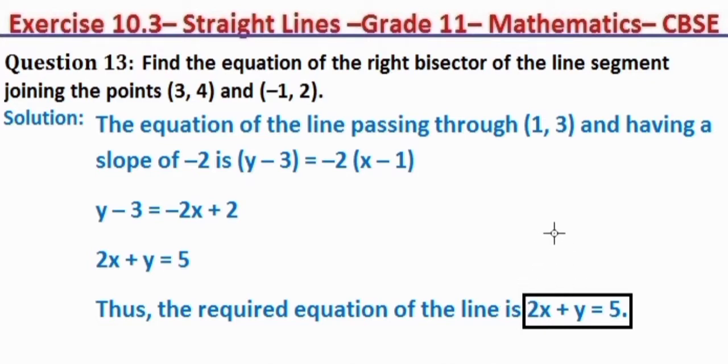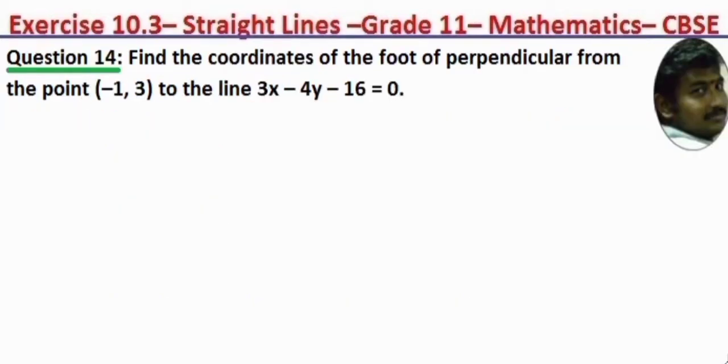Okay, now let us discuss question number 14 from the same exercise. Question number 14. Find the foot of the perpendicular from the point minus 1, 3 to the line 3x minus 4y minus 16 is equal to 0. So this is the line 3x minus 4y minus 16 equal to 0.